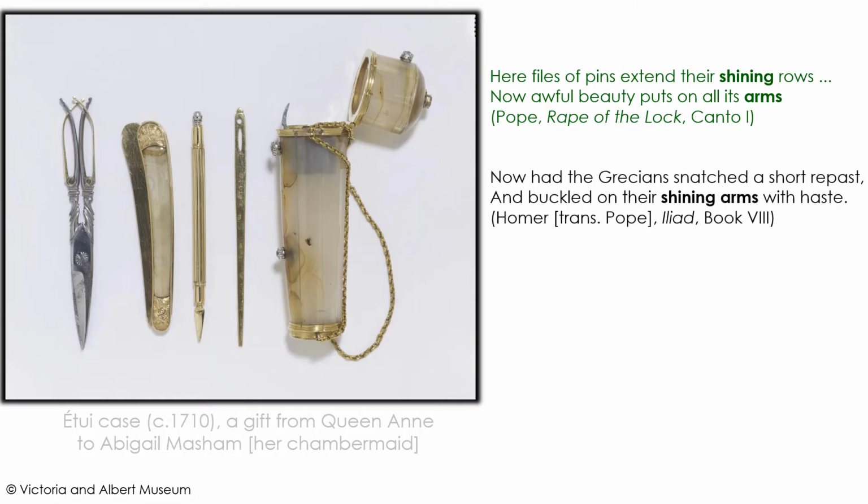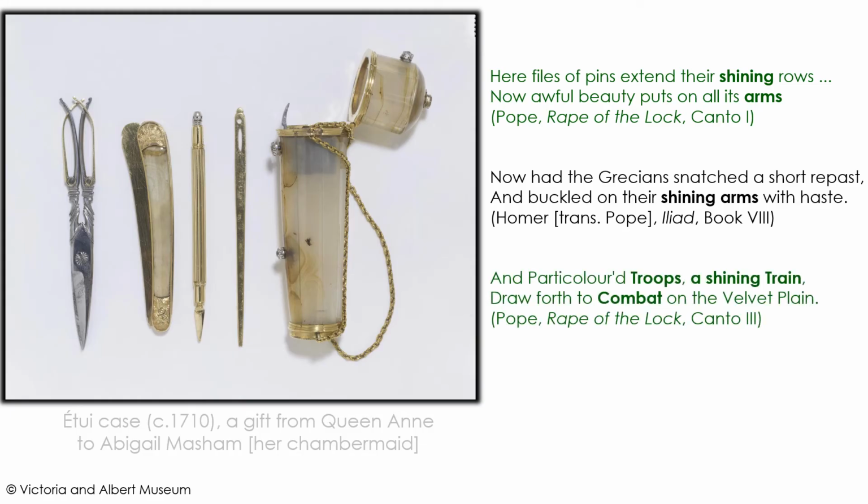But here in Book 8, now had the Grecians, so the Grecian army, snatched a short repast, so they've had a small meal before they go to war, and buckled on their shining arms with haste. So Pope uses exactly the same diction in his translation of the epic poem, the Iliad, as in his mock-epic poem, The Rape of the Lock. The files of shining rows on Belinda's dressing table suggest lines of troops, weapons extended and ready for battle.